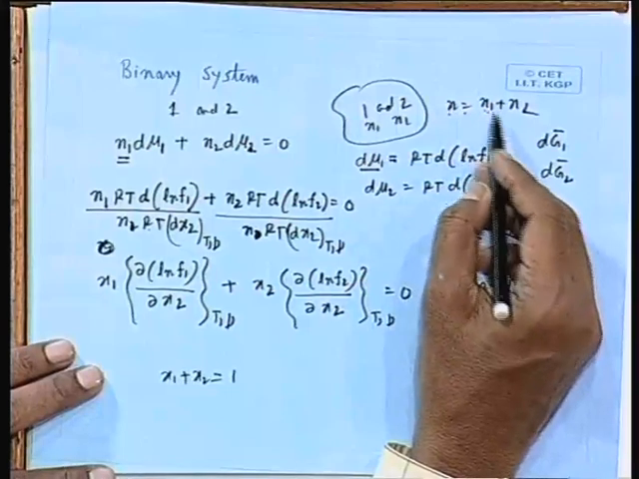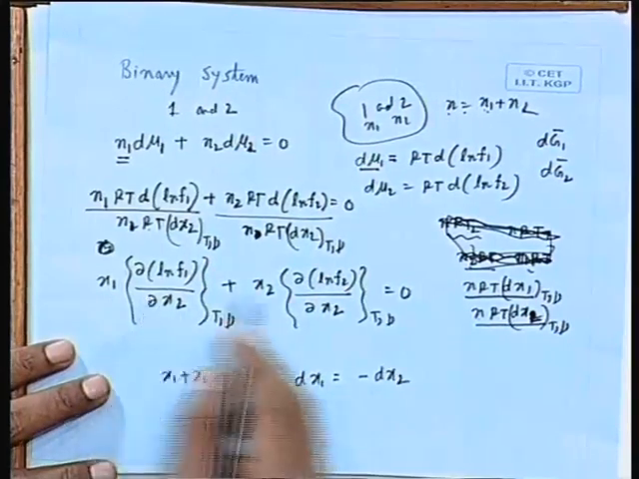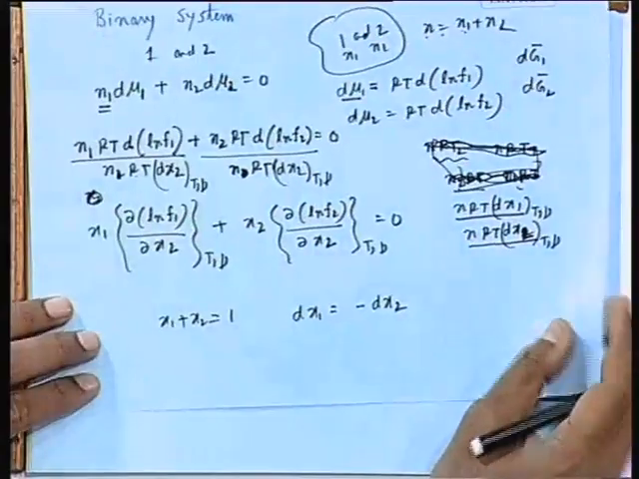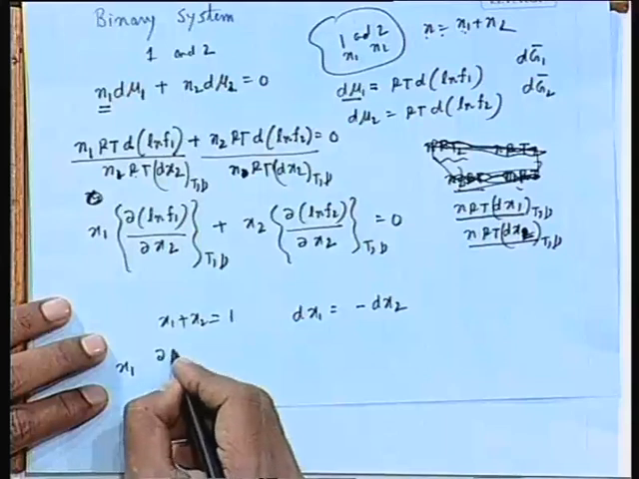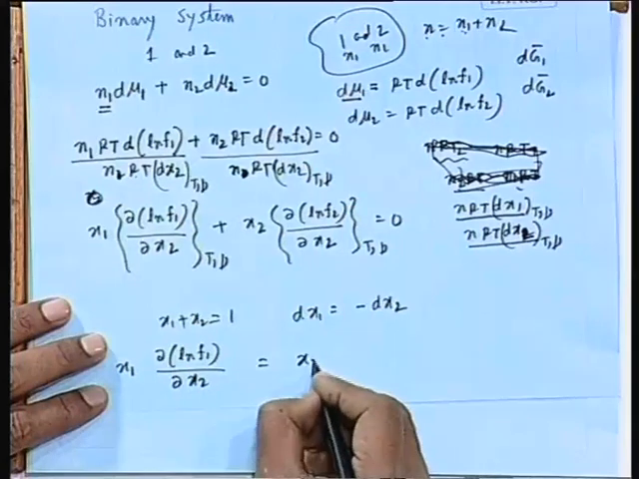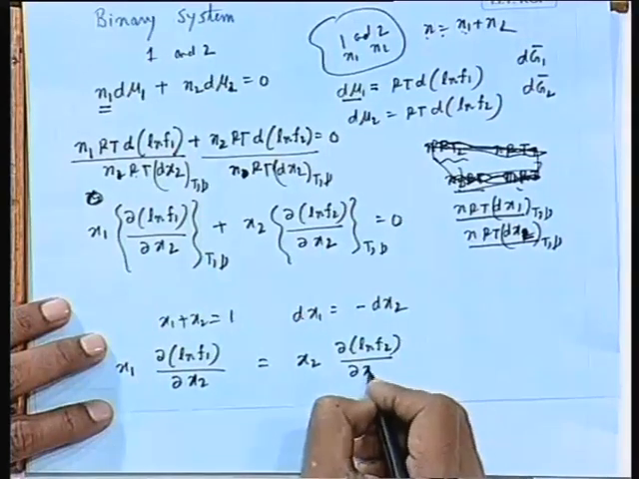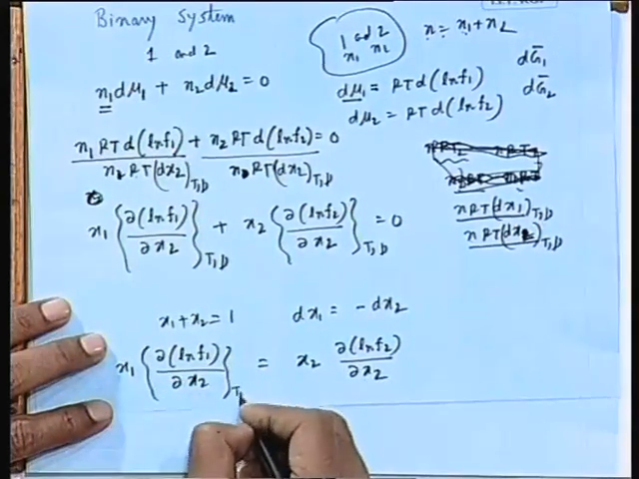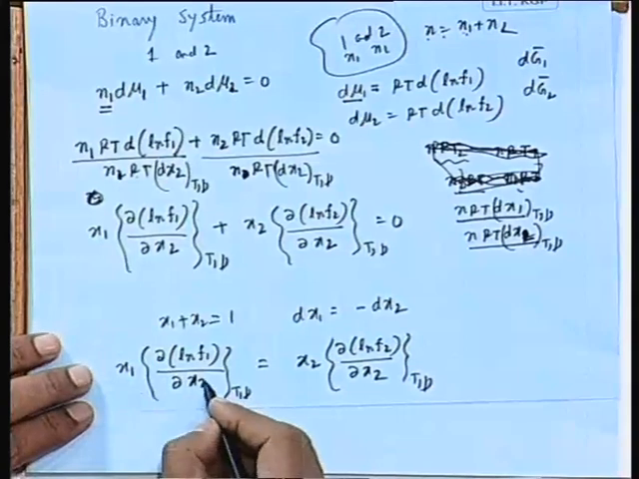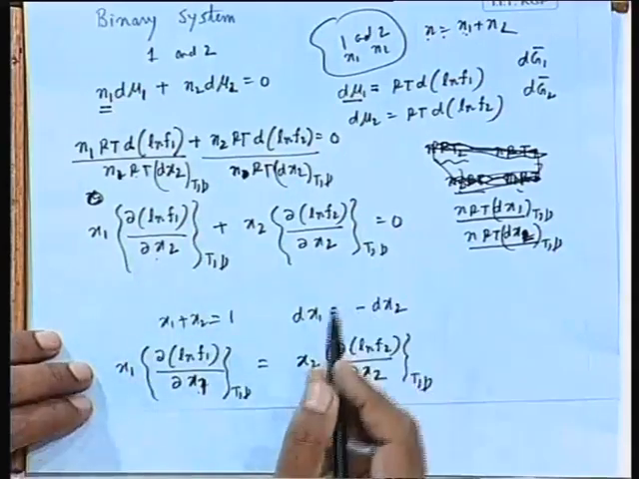Divided by n, 1 is x1 plus x2. So therefore, dx1 is minus dx2. So if I take this minus to this side, then I can write now x1 del ln F1 del x2 is equal to, a very important relation, x2 del ln F2 del x2, all at constant temperature and pressure. And we can take this x1 inside, that means now it will be del x1 by x1 and del x2, because del x2 is minus del x1, so that it has gone that side, so this is equal to this.